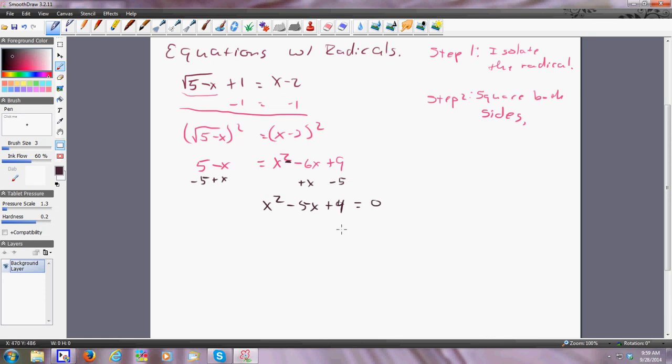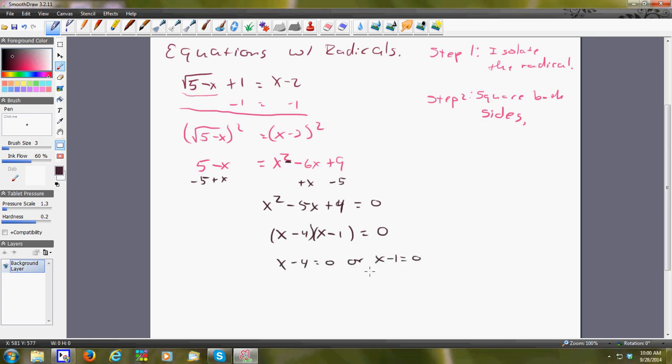Now I have a quadratic equation. This looks like it's definitely factorable. I'm going to do x minus 4 and x minus 1. Oops, forgot my x. And so now I set them both equal to 0: x minus 4 equals 0, or x minus 1 equals 0. So x equals 4, or x equals 1.